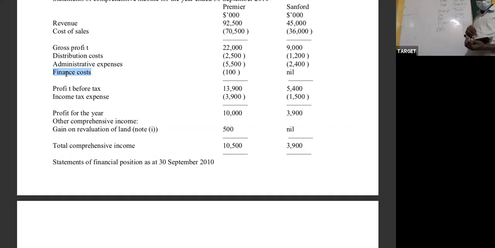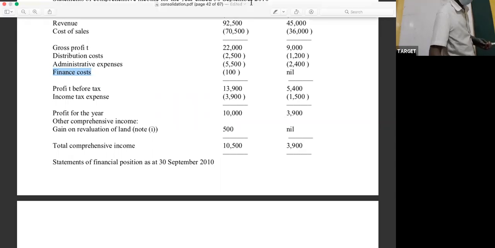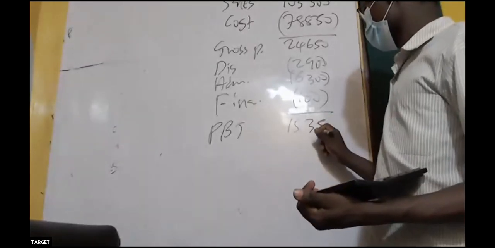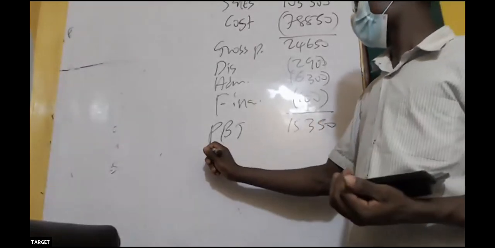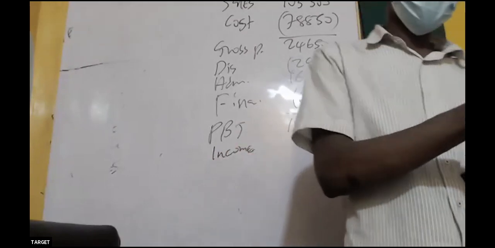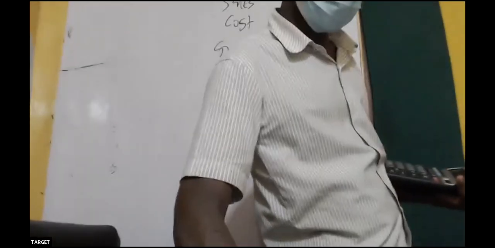It should be 15,000. So let me go to the board. 15,350. So 15,350. Then the income tax, that one, we've done it already. You just have to subtract it. You've done it already.